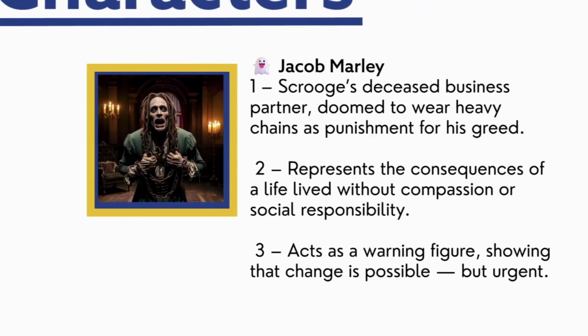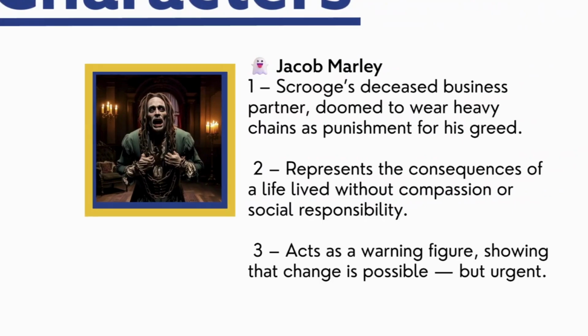Then we have Jacob Marley, as we see here. He is Scrooge's deceased business partner. He's doomed to wear heavy chains as punishment for his greed. Okay, so in life he was just like Scrooge, really, a greedy character. And those chains symbolise that everlasting greed. So he represents the consequences of a life lived without compassion or without social responsibility. Basically saying to Scrooge, if you don't wise up and change your ways, you're going to end up like me, like Jacob Marley. So he acts as a warning figure at the start of the narrative, showing that change is possible, but it's urgent.